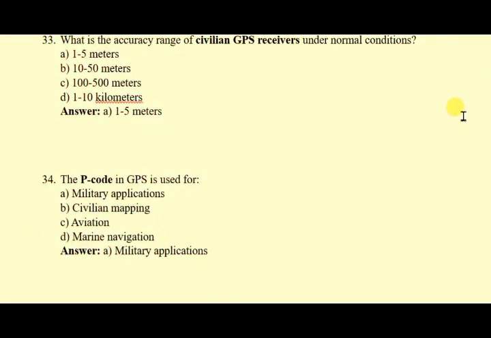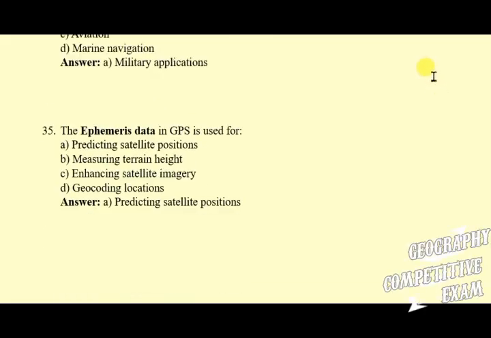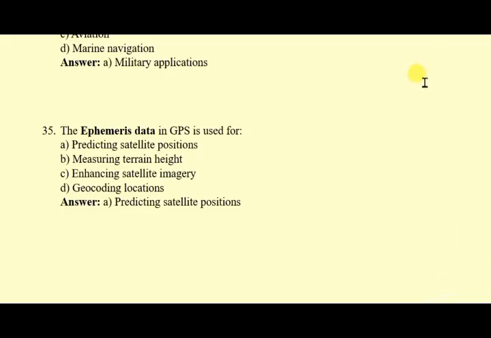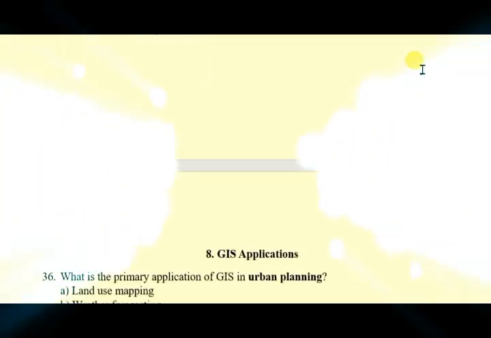Question 34. The P code in GPS is used for military application, civilian mapping, aviation, marine navigation. Military application will be the right answer. The ephemeris data in GPS is used for predicting satellite positions, measuring terrain height, enhancing satellite imagery, geocoding locations. Here the right answer will be predicting satellite positions.